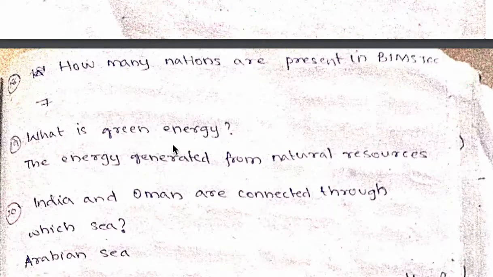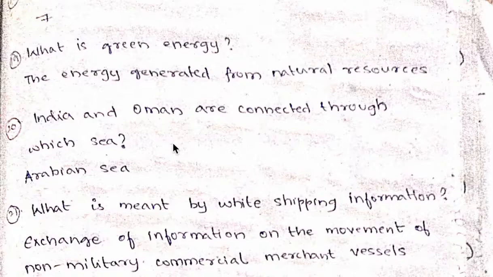So what is green energy? The energy generated from natural resources is defined as green energy. 20th question, India and Oman are connected through which sea? So India and Oman are connected through the Arabian Sea.